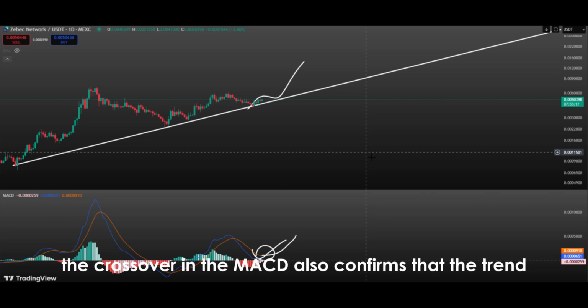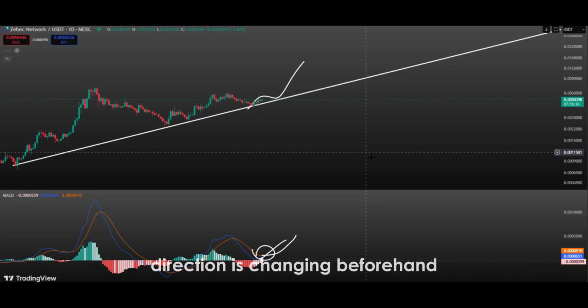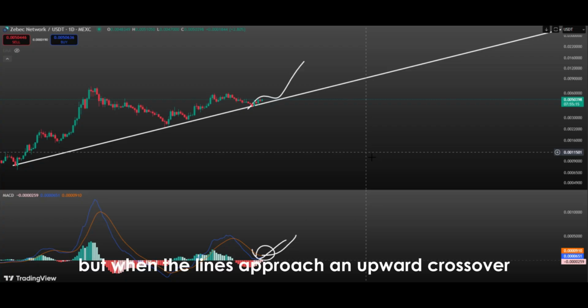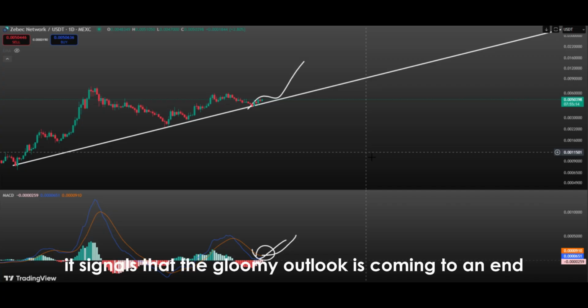The crossover in the MACD also confirms that the trend direction is changing. Beforehand, prices may be in decline, and investors may feel hopeless. But when the lines approach an upward crossover, it signals that the gloomy outlook is coming to an end.